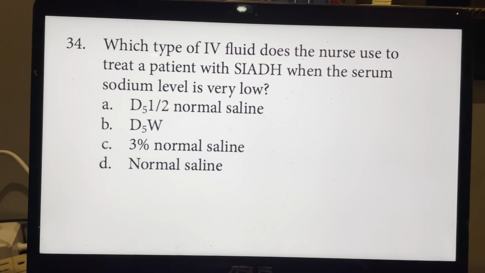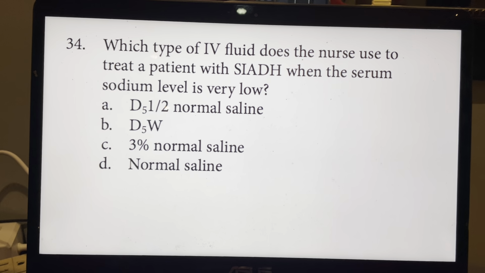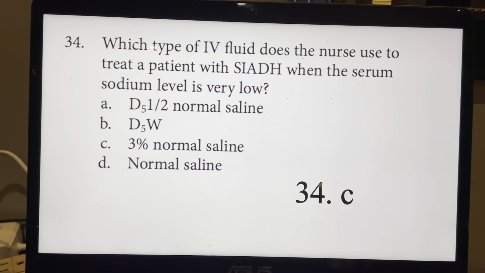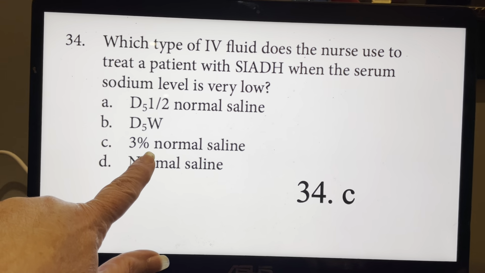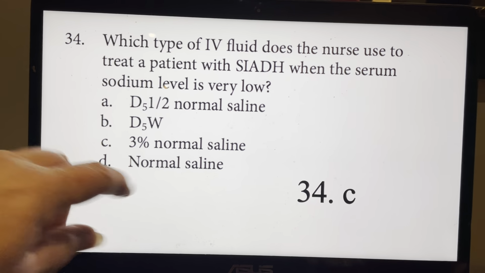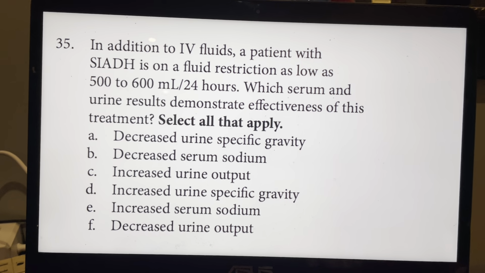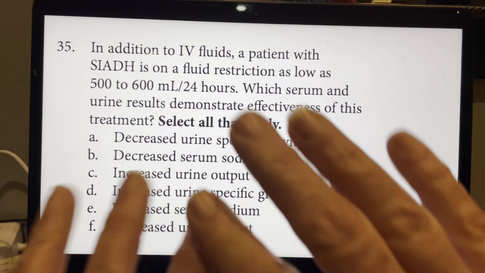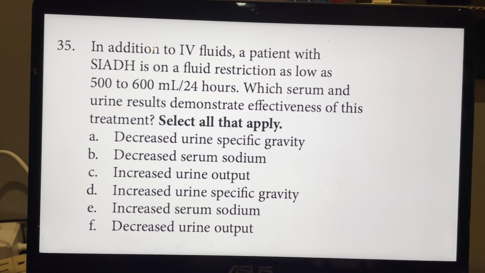Which type of IV fluid does the nurse use to treat a patient with SIADH when the serum sodium level is very low? I would let the physician choose it. C, very low, 3%. Yeah, I imagine you'd be giving that. I'm not going to say anything because we'll have everybody on here saying there's no absolutes in medicine, and there's always something that'll make it go different.